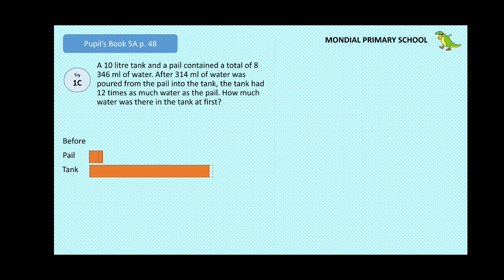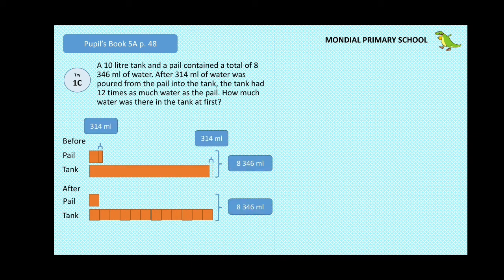Next, the second model. What changed after 314 milliliters of water was poured from the pail into the tank? Yeah, the tank had 12 times as much water as the pail. So we draw one box for the water in the pail and 12 boxes for the water in the tank. After that, remember to label all the given values and what is to be found. That is, how much water was there in the tank at first.